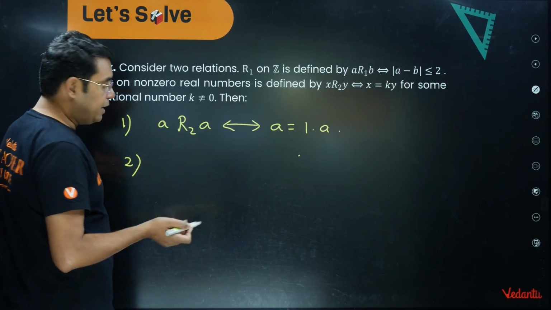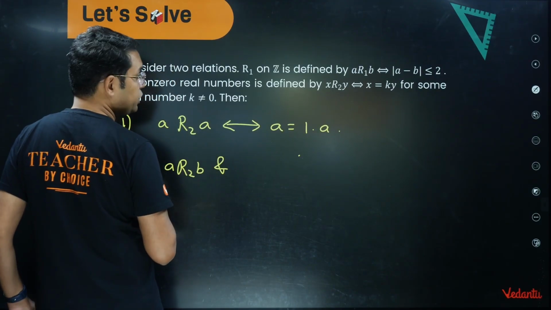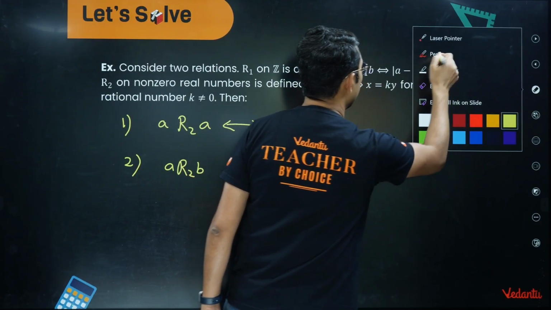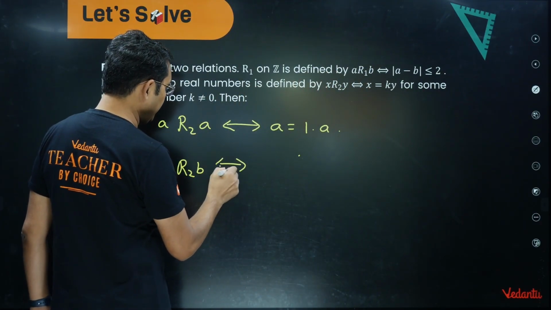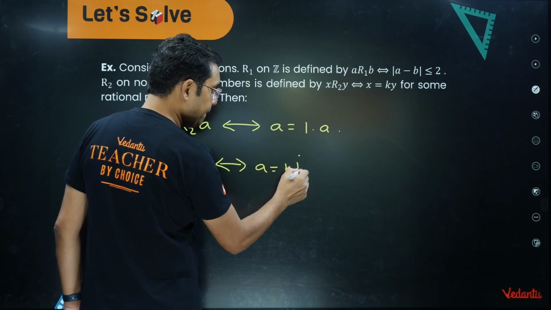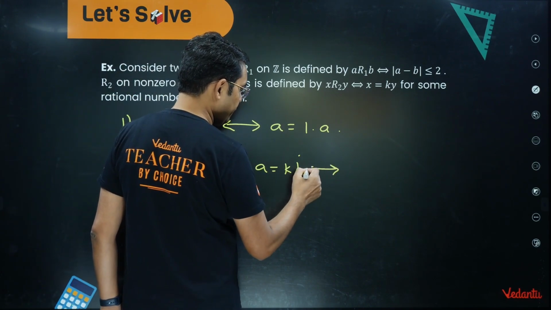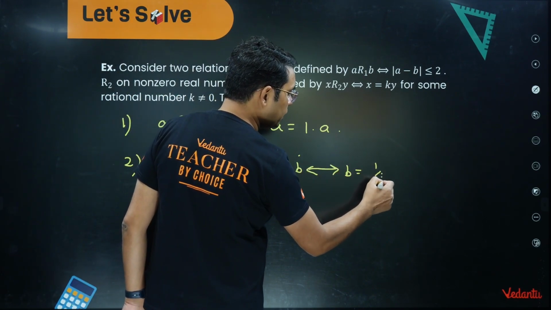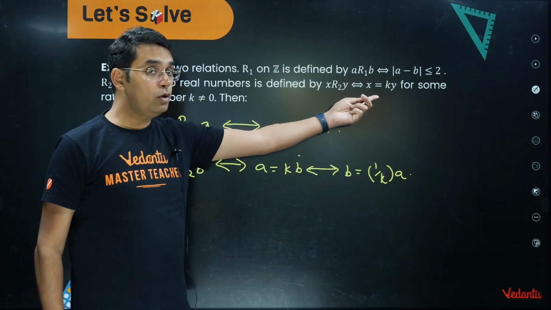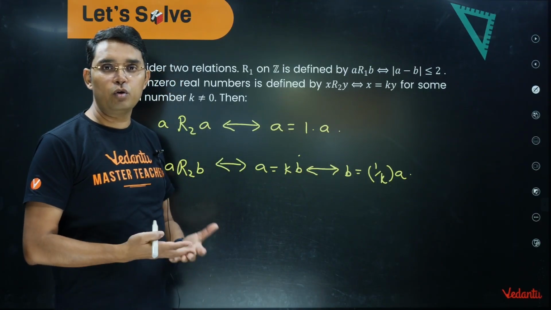Now coming to symmetric. If a is related to b, we have to check whether b is related to a or not. For that, first of all we can write that a equals some k times b. But if a equals k times b, then we can definitely say b is also equal to 1 upon k times a. Now k is a rational number, and k has to be a non-zero rational number because a and b both are non-zero. So 1 upon k will also be a non-zero rational number.